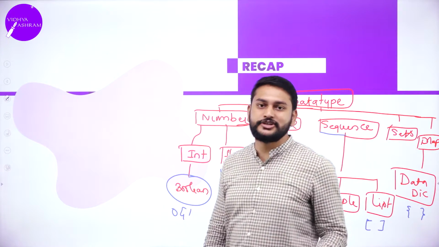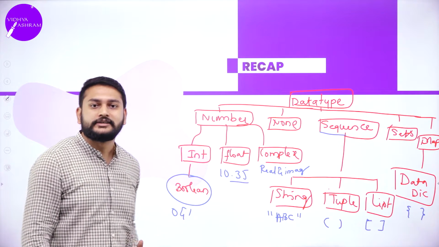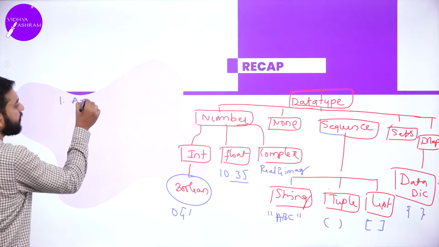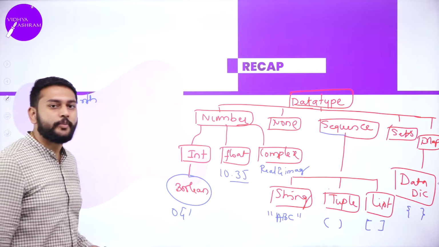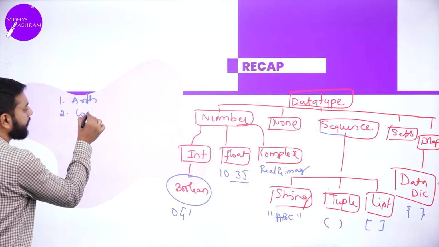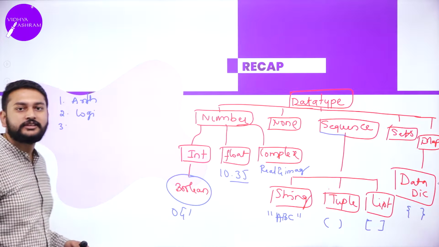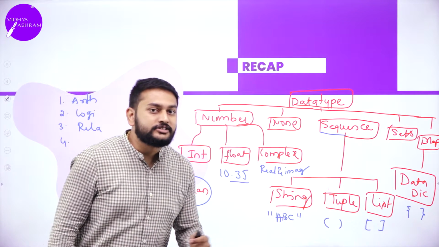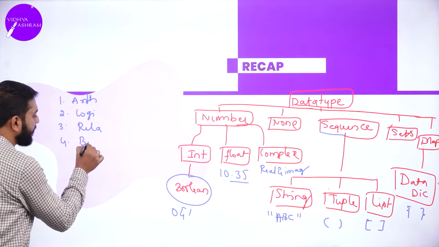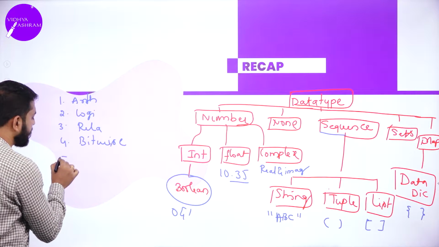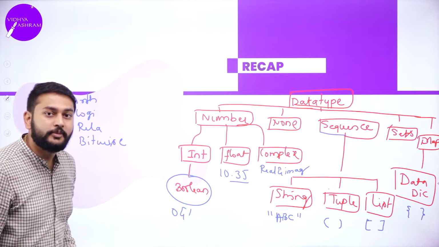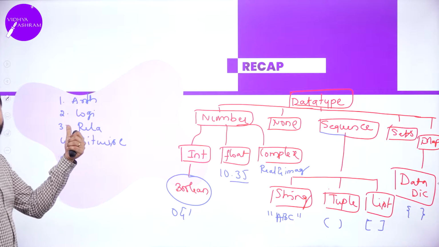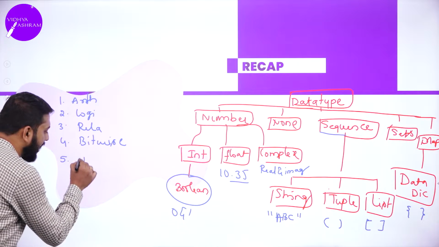Also in the second session I discussed different operators. The first one is the arithmetic operator. What is the second one that we have? Logical operator. Guys, come on, tell me. And then we had the relational operator. What is the next one? Then we have the bitwise operator. Can you tell me the last one? We had the arithmetic operator, logical operator, relational operator, bitwise operator, and then the identity operator.